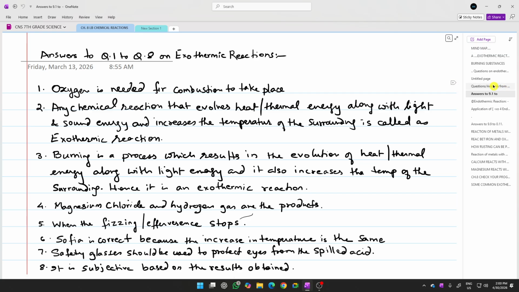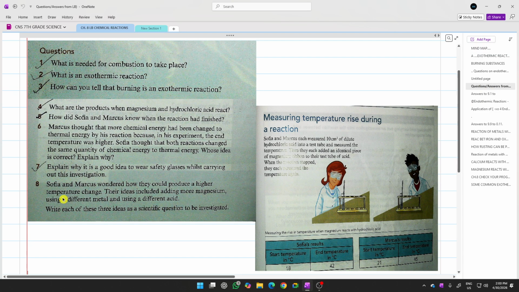Now question number 8. Let us see what the question says. Sophia and Marcus both wondered how they could produce a higher temperature change. Both were wondering what can be done so that their rise in temperature will be higher. In both the cases the rise in temperature is 24 degrees centigrade, but suppose they want the rise in temperature to be more than 24, what should be done?